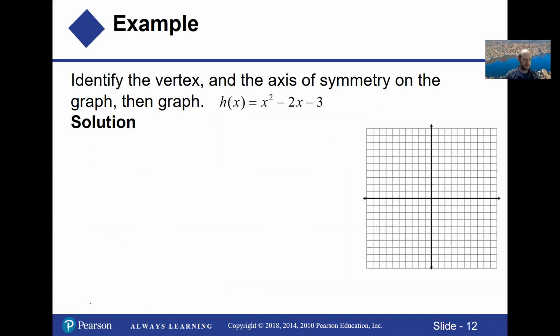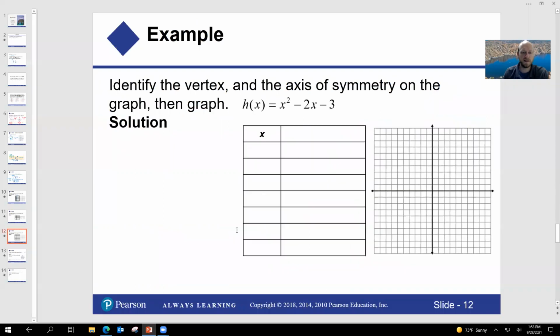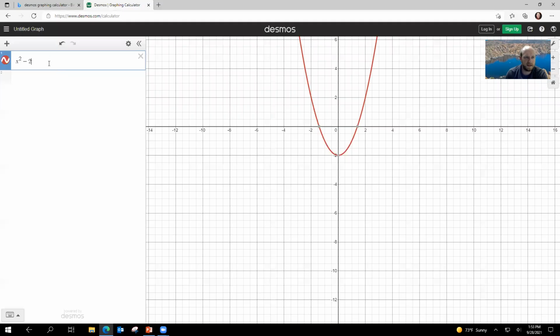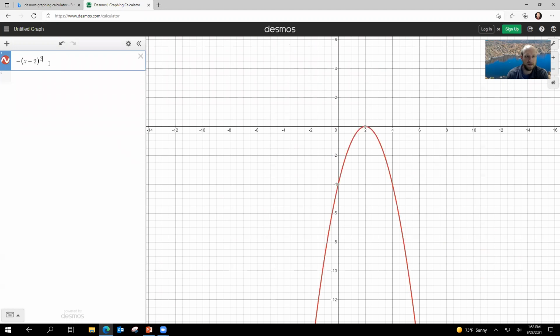All right, these are taking a little bit longer, and you can also verify that last one on Desmos. Let me go ahead and do that. I might not verify the next one, depending on time here, but I have negative times quantity x minus 2 squared. And here's the vertex. It's at 2, 0.